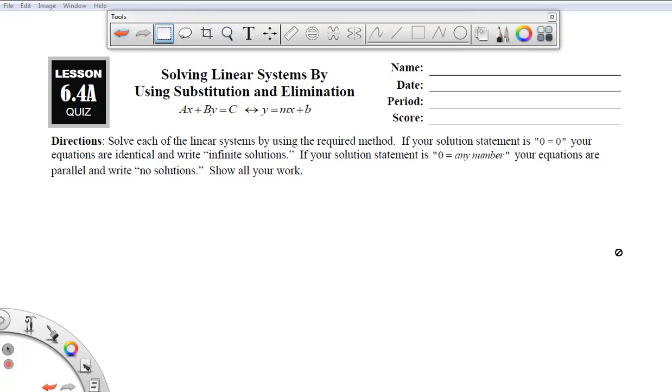We know that we took a quiz last week, and I'm trying to help students get ready for the retake on Monday. And what we've been studying is solving linear systems by using substitution and elimination. So let's go ahead and read the directions.